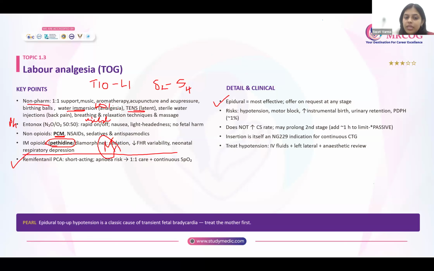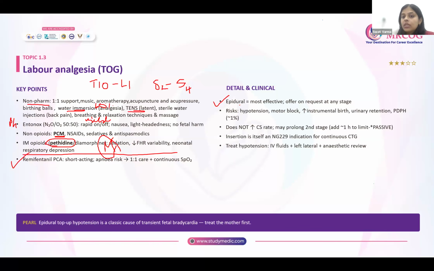Remifentanil patient-controlled analgesia is given through IV infusion. It is short-acting. It has also got apnea risk. Hence, monitoring is required: 1:1 care and continuous SpO2, because it is associated with apnea risk.